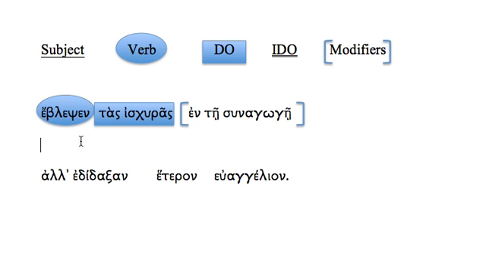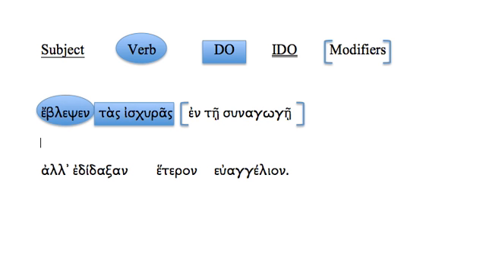Now let's go ahead and translate what we have so far, and then we'll go and address the next clause. So eblepsen is from the verb blepo. We already know that since we've only had the active voice in indicative mood, that it's going to be active and indicative. What is the tense? Is it present, future, imperfect, or aorist? Well, let's take it apart.